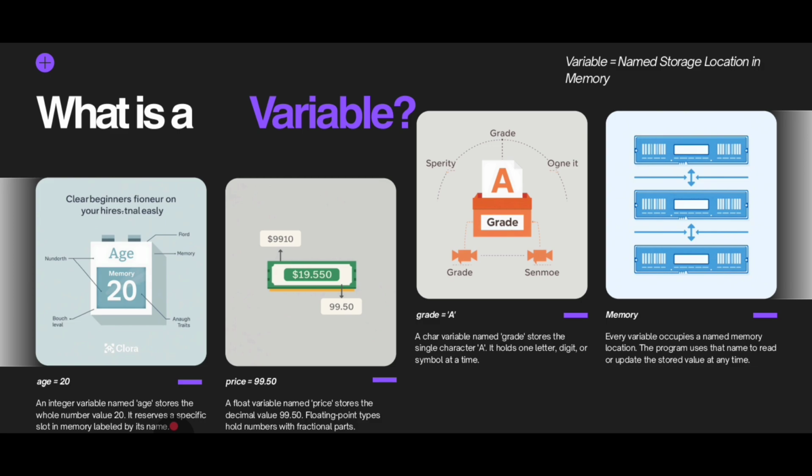So the key idea: every variable has a name, a data type and a value. The data type tells C how much memory to allocate and what kind of data we can put inside. The name lets us access and update that value anytime in our program.